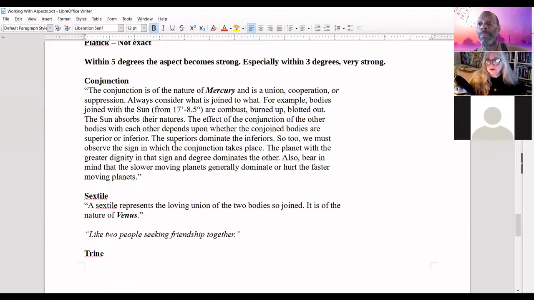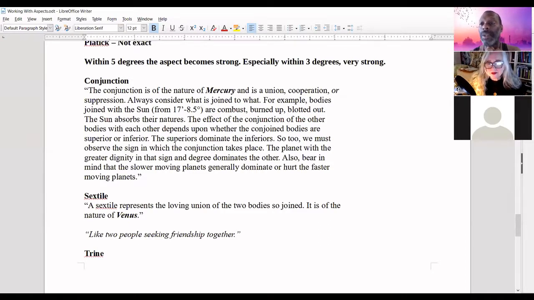So inferior planets are faster planets, from the moon to the sun. And the superior planets are from Mars to Saturn, rather. So that means that if Venus and Mars are in conjunction, Mars can dominate Venus because he's slower than she is. That's what he's basically saying.